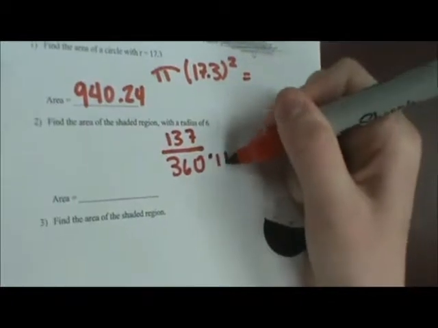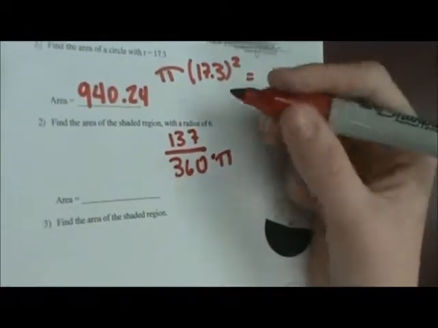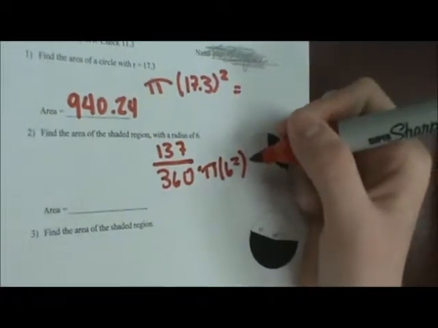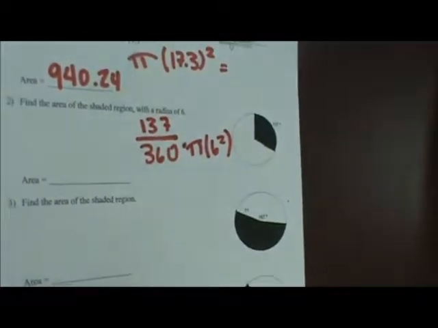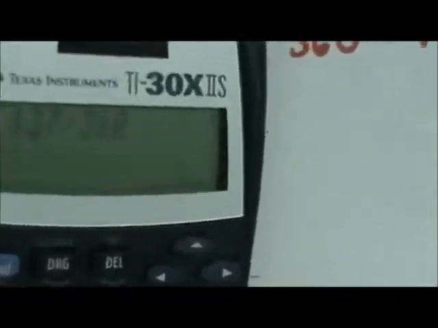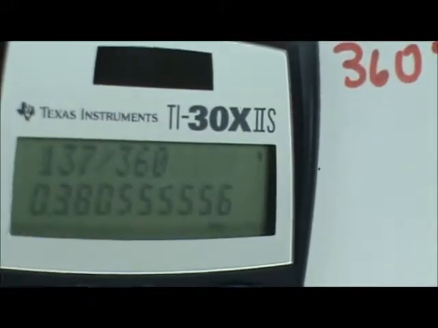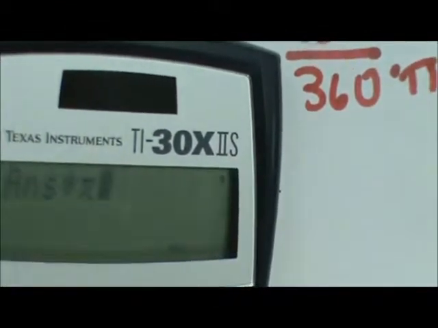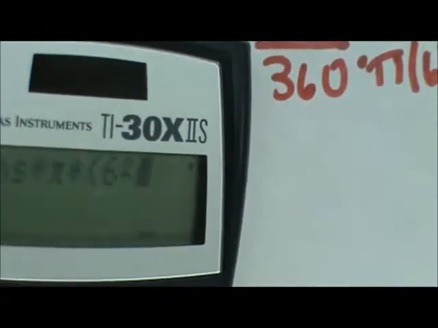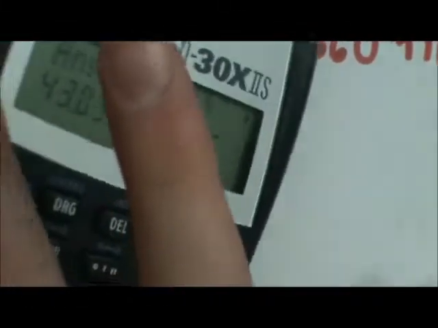So we're going to plug that into our calculator. And the calculator is blue. So we're going to take 137 divided by 360 times pi, and then take that times parenthesis 6 squared parenthesis. And that's going to give us our answer of approximately 43.039.